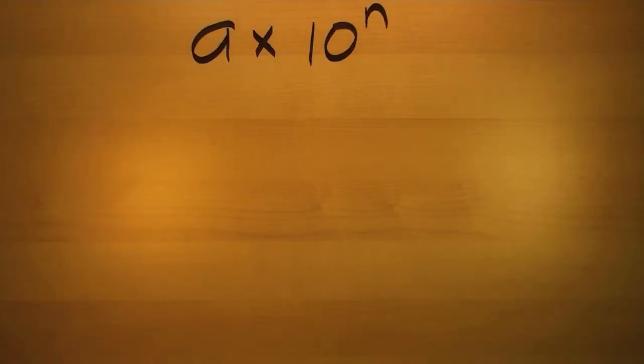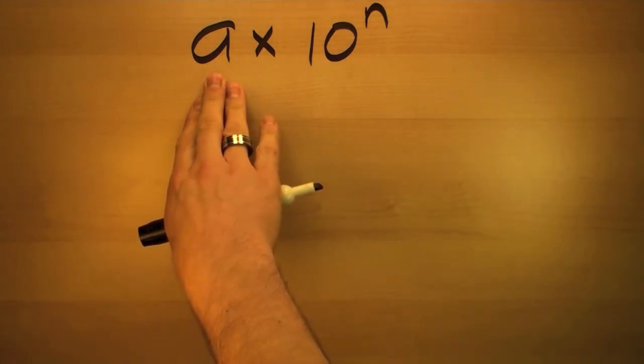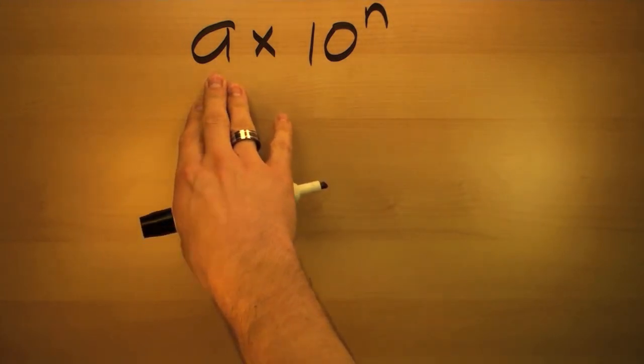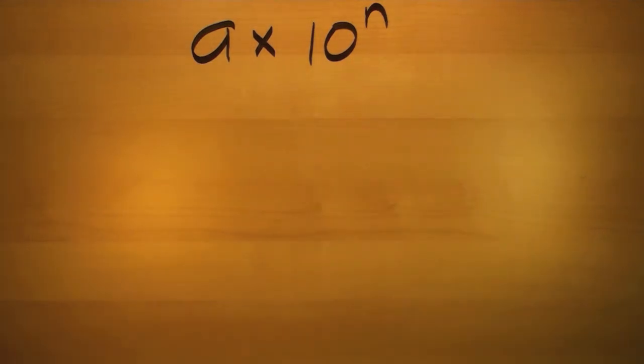We now introduce the notation known as scientific notation. That's where we have a number a, whose absolute value is between 1 and 10, times 10 to the n, where n is an integer. Scientific notation is used as a way to conveniently work with very large or very small numbers.